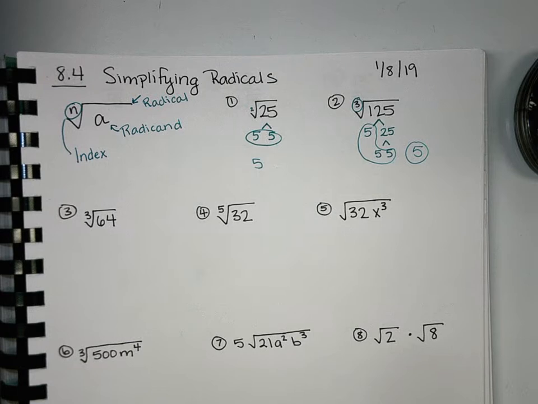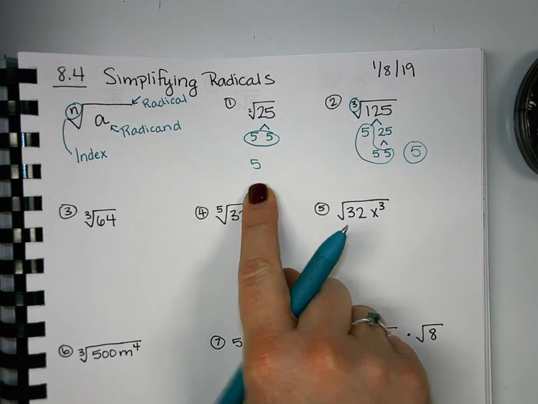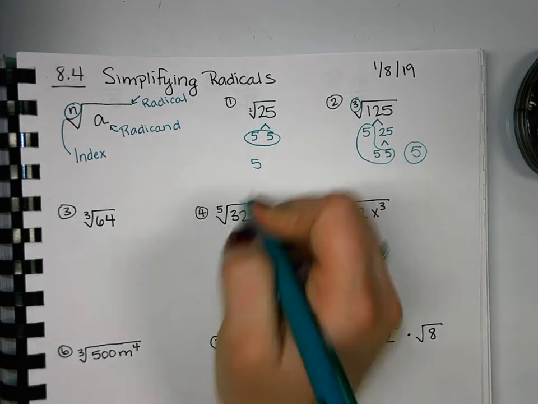The cubed root of 125 is 5. Just how when we had a pair, we brought it out as just 1 for every pair. In a cubed root, you bring out 1 for every group of 3. Okay.